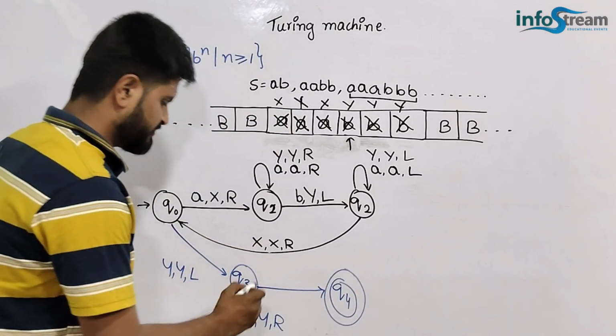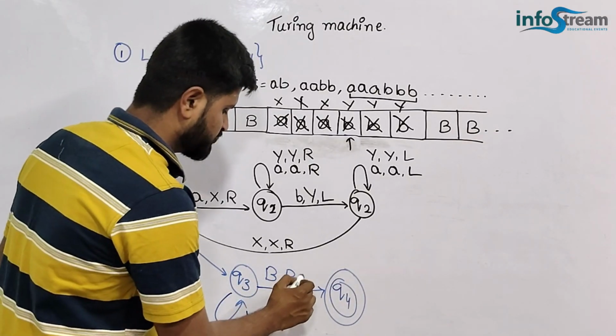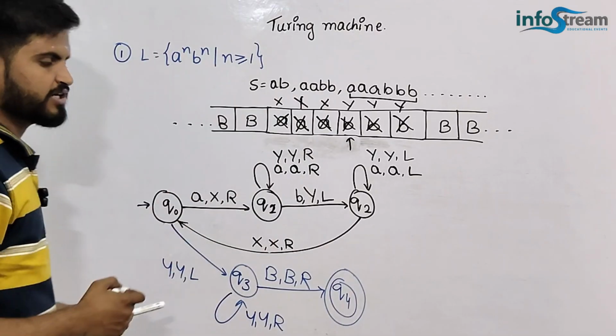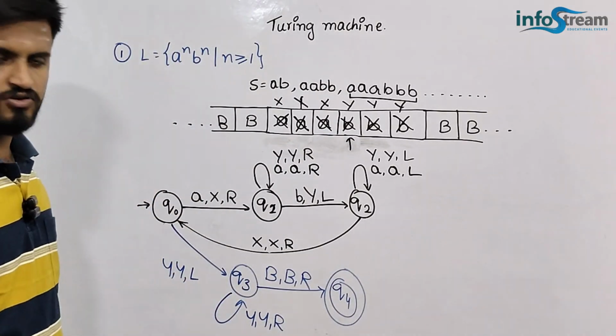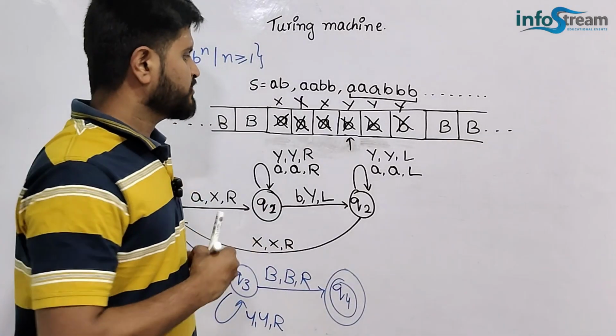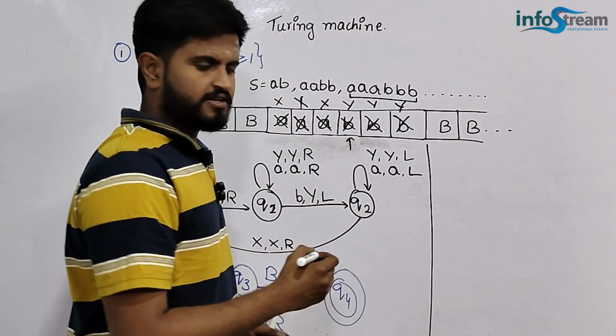Now what we will be doing is, if you encounter blank space, keep blank space as it is and move towards the right until you encounter the last blank space. You can use x also, you can use y also here. Now at the last step, we must write the transitions. So what are the transitions?